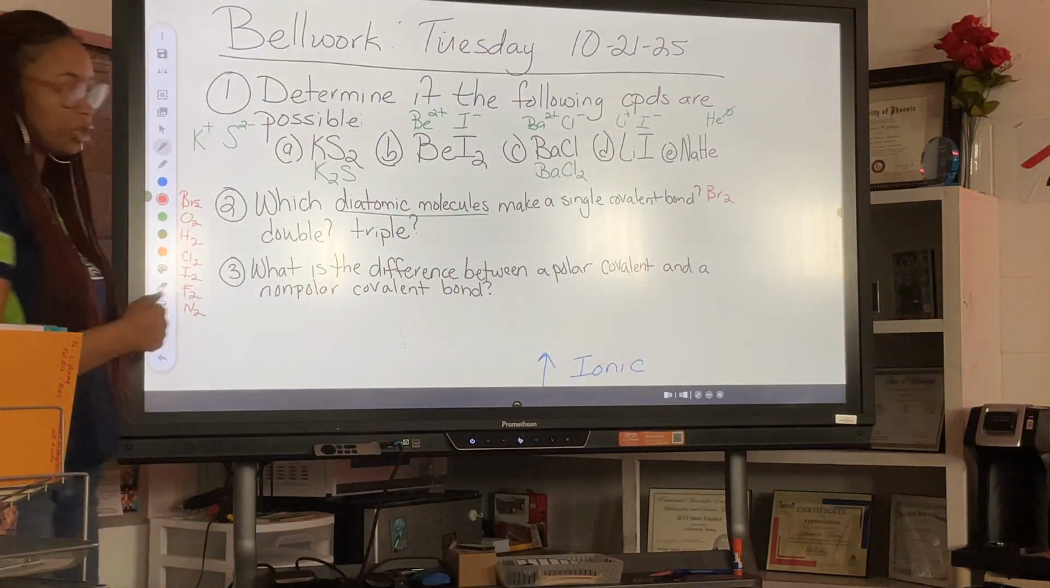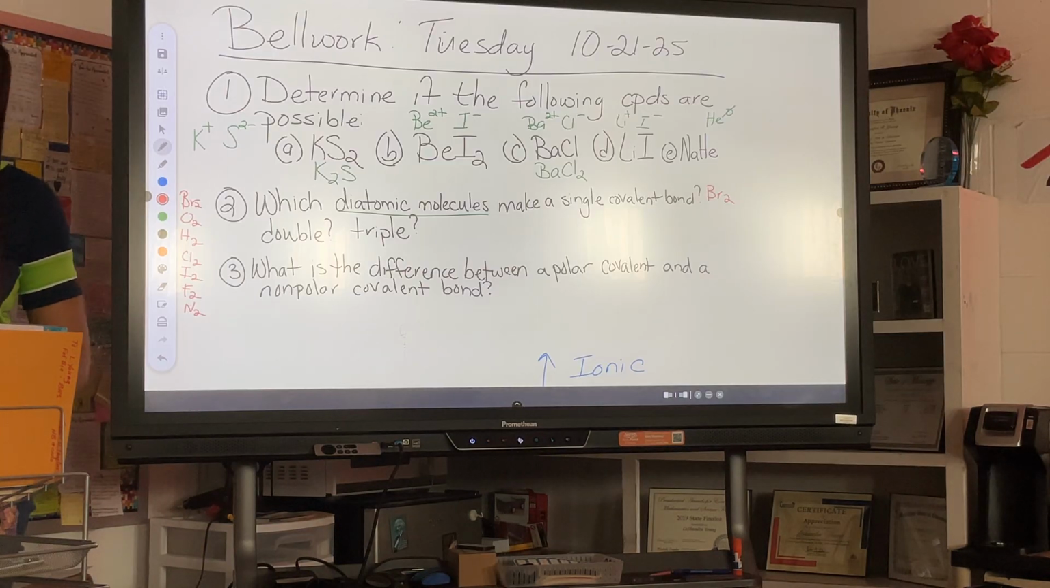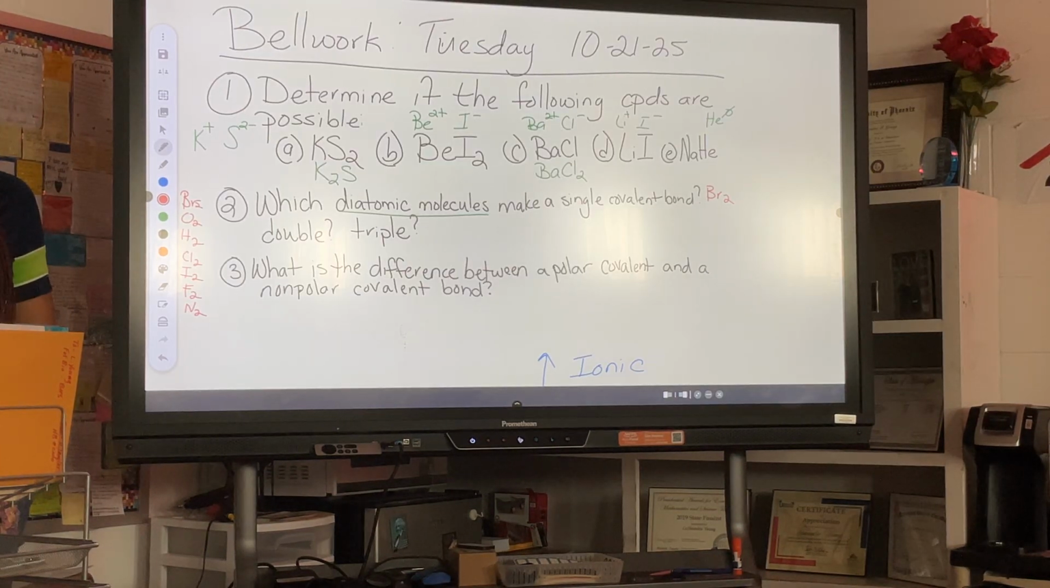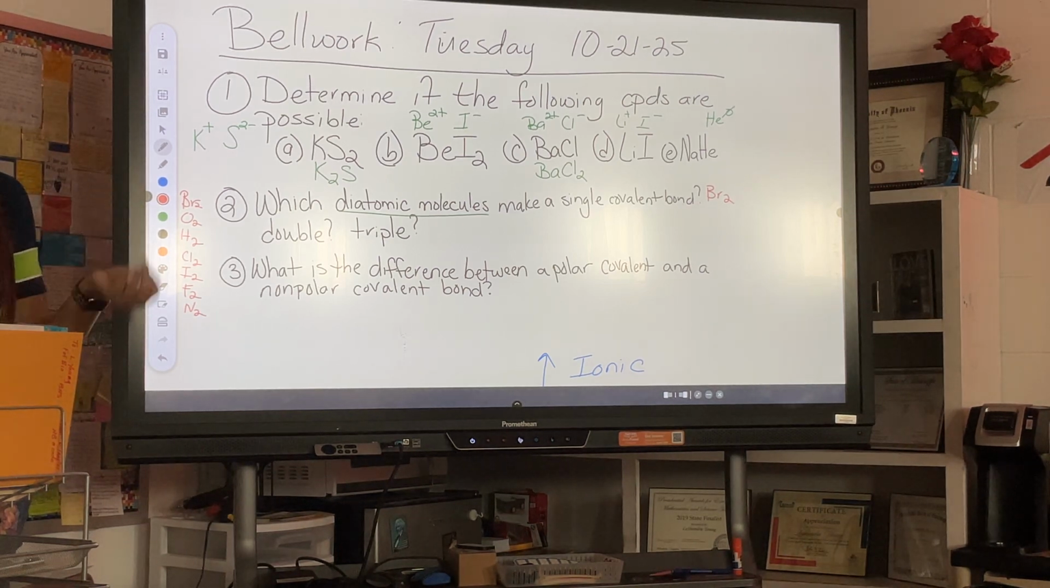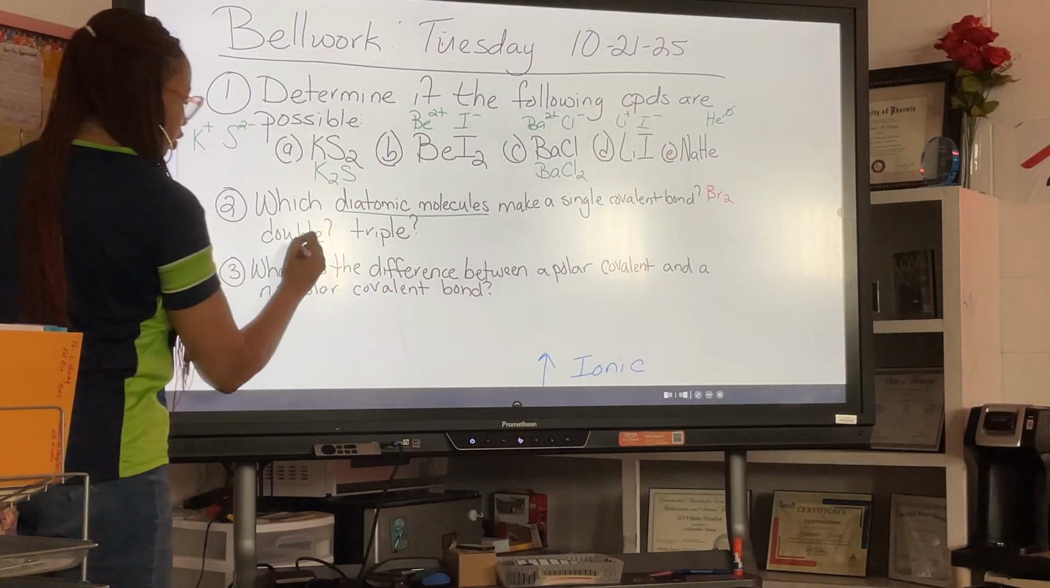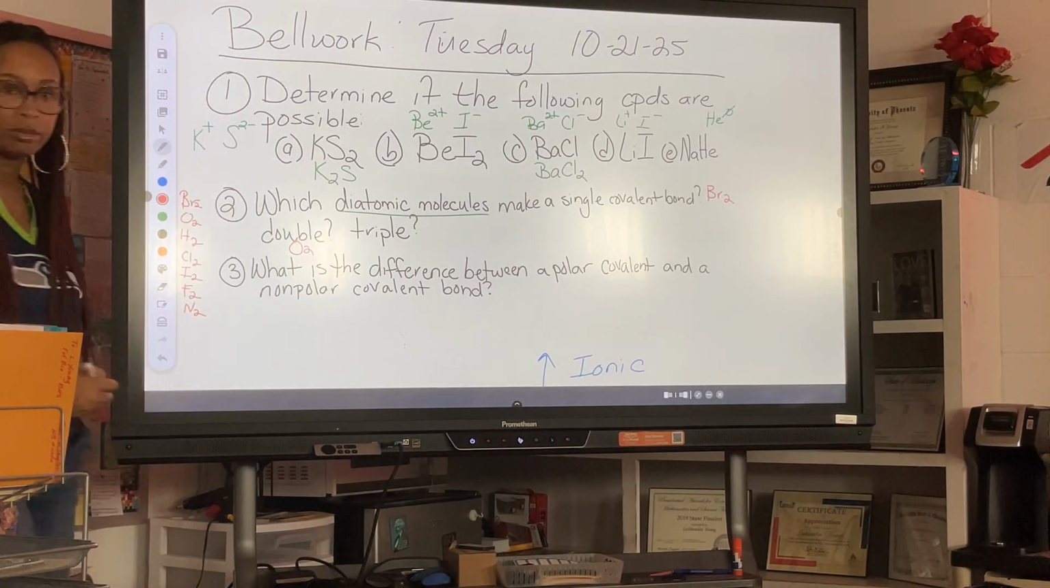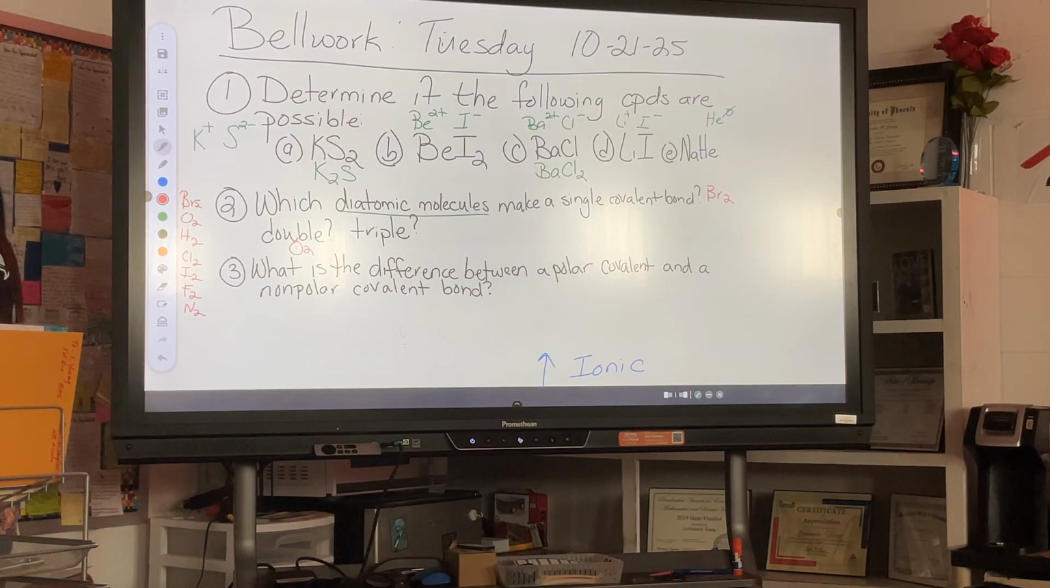Alright, let's go to oxygen. How many electrons does oxygen need to complete its octet? 2. So how many bonds will oxygen make? 2. So if oxygen is bonded to oxygen, what type of bond would they make? A single, a double, or a triple? Double. So that means oxygen goes here. Okay. Alright, let's look at hydrogen.